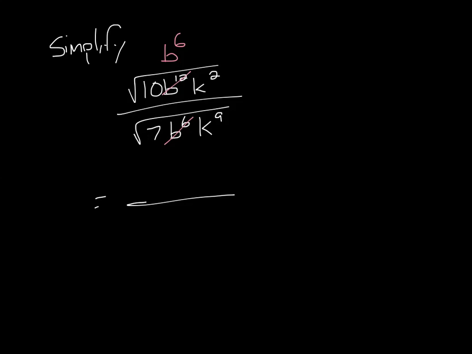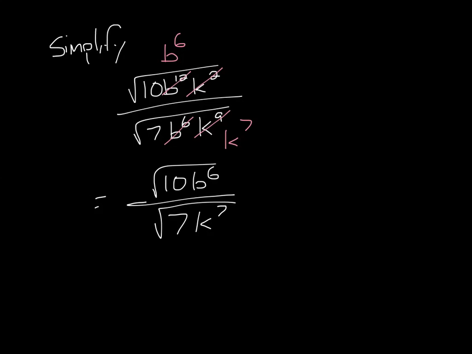Then I'm going to cancel the common k factors here. 2 k's get canceled from each of these, leaving me with a k to the 7th down in the denominator. So what I'm left with here in the numerator is 10 b to the 6th, and in the denominator I'm left with a 7k to the 7th.